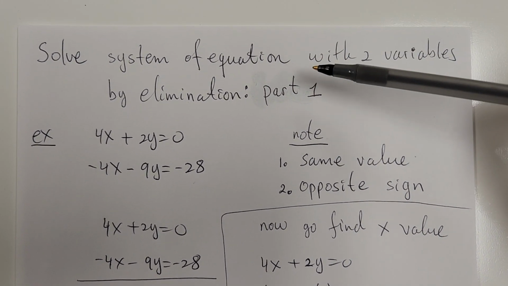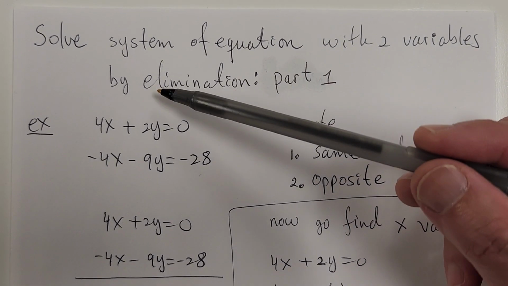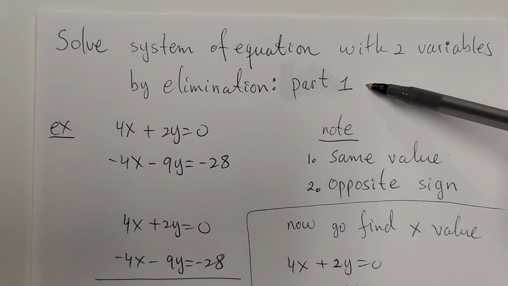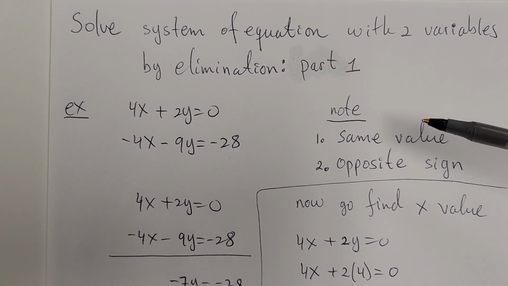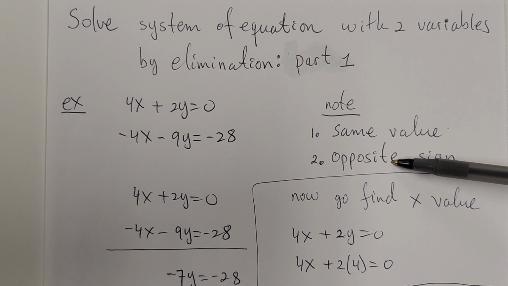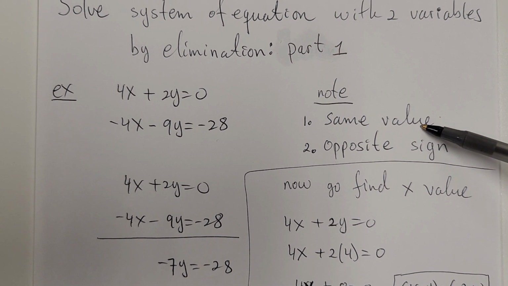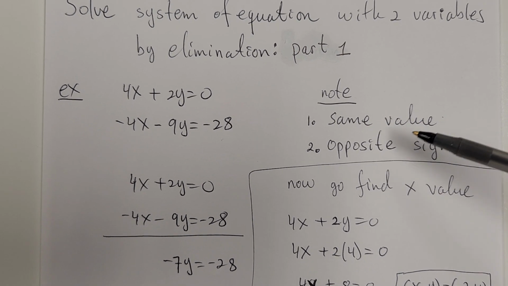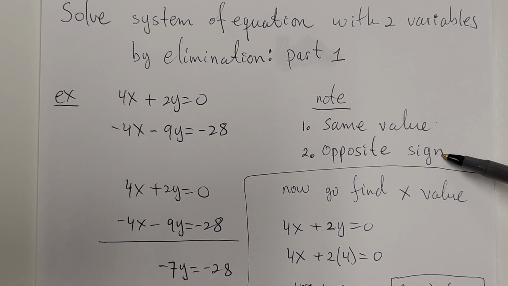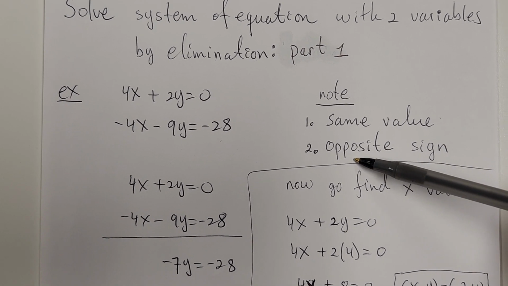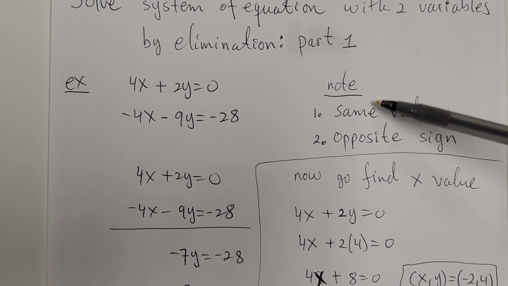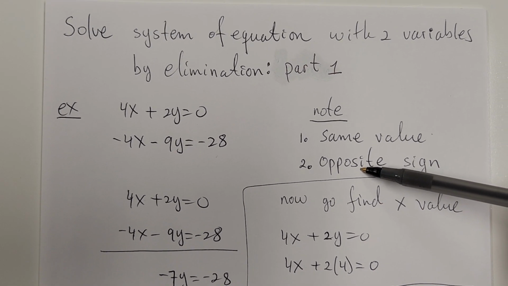Solve a system of equations with two variables by elimination, part 1. With elimination, we have to follow these two rules. Rule number 1, they must have the same value, or same number. Second rule, they must be opposite, which means positive and negative. Follow these two rules for elimination.